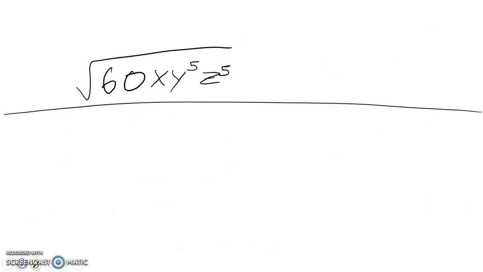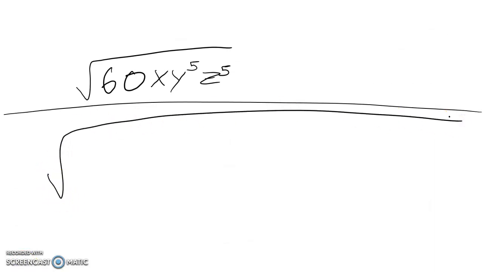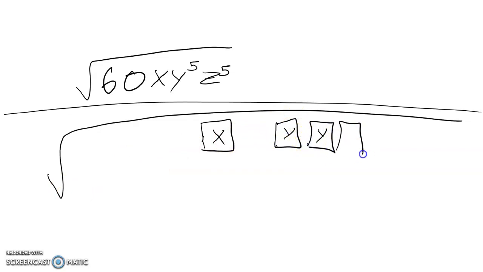Let's do another example. Square root of 60 x y to the fifth z to the fifth. Let's do the easy one first. Let's get all of our variable cards out of the way. So we have, on our whiteboard, we put down one x card, and we would max out our y's and our z cards. So 5 y's and 5 z's.